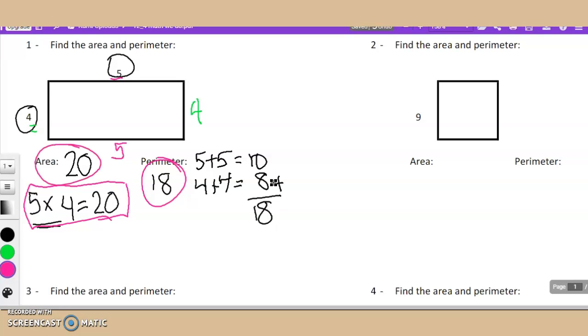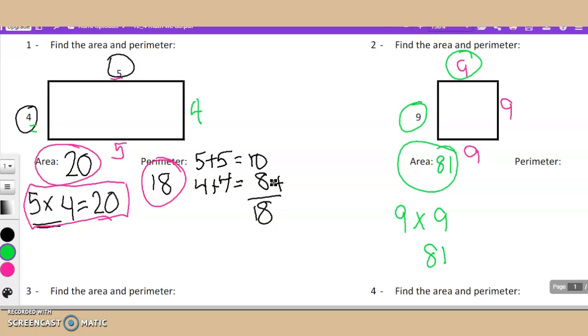Now we're moving on to a square. A square is a very special rectangle. So you have to label all of the sides. So 9, 9, 9. So area is going to be measuring 9 times 9. So you have 9 times 9 is 81. So your area is 81.